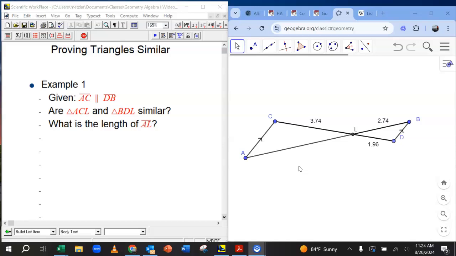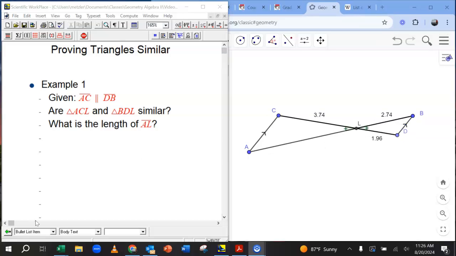If so, and I claim yes, they are going to be similar. And you might want to stop and think about why that would be true. We definitely have some angle congruences. In particular, at L, we have vertical angles. And so angle ALC and BLD are going to be congruent. Let me indicate that. So that's one pair of angles that are congruent.